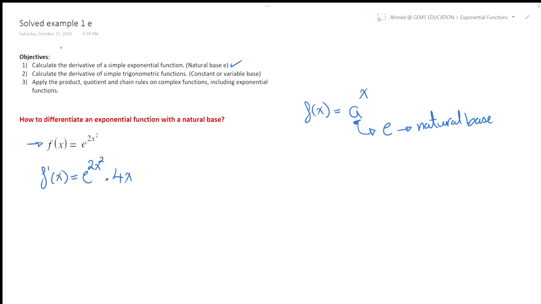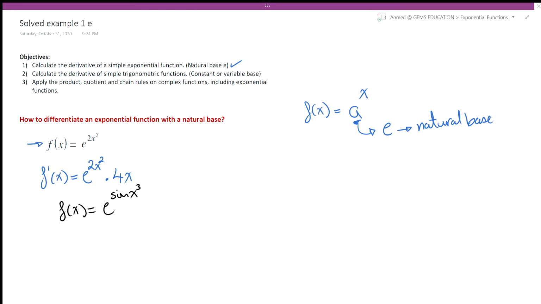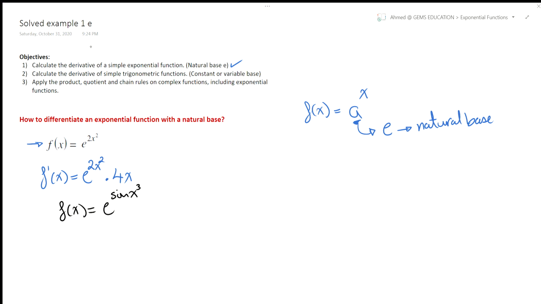So let me change the color here. Let's say we have a function that says f of x is equal to e to the power of sine x to the power of 3. Now how do we solve this question here? So we said in order to derive such a function, we'll repeat the e with its power as it is.